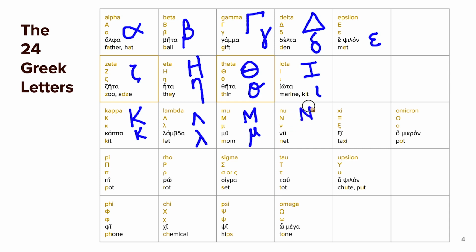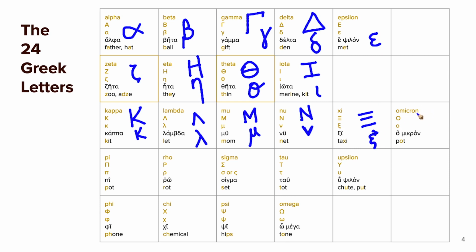Nu, capital, is the same as our English N. Lowercase is going to confuse you because it looks like a V, so you'll have to get used to seeing this V and thinking N as in net. Xi sounds like the X in taxi, or KS if you wanted to spell it with two letters. So it's ksi. Capital xi looks like three lines, and lowercase looks a lot like the epsilon, except it has a little tail down, and sometimes you have a little hook right there too.